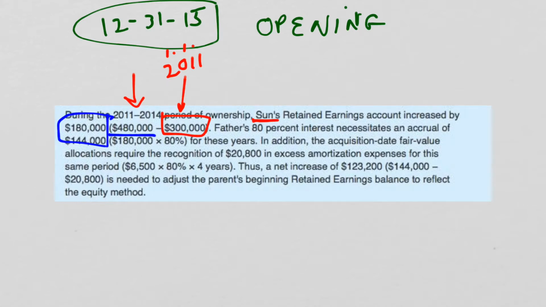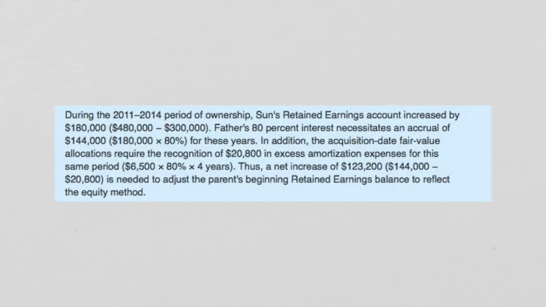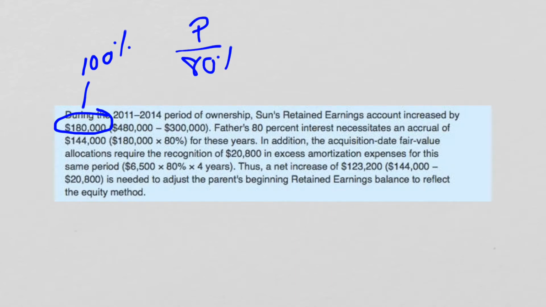And now what does that all mean? So let's see. First of all, that difference, that 180, is for the whole subsidiary company, 100%. Our father company, our parent company, only has 80%. So had they been following the equity method, they only would have adjusted for 80% of this. So we'll start there. 80%.